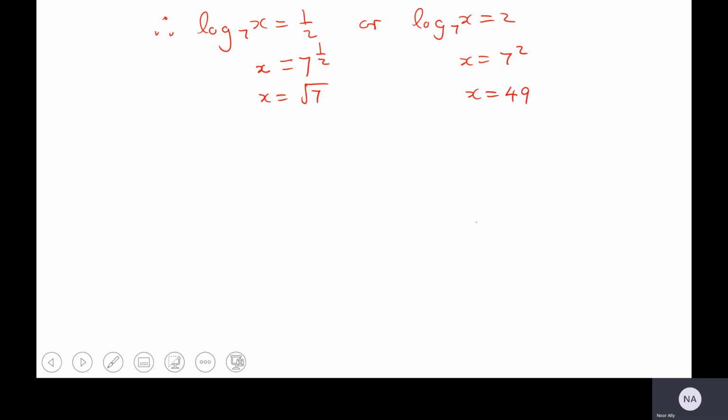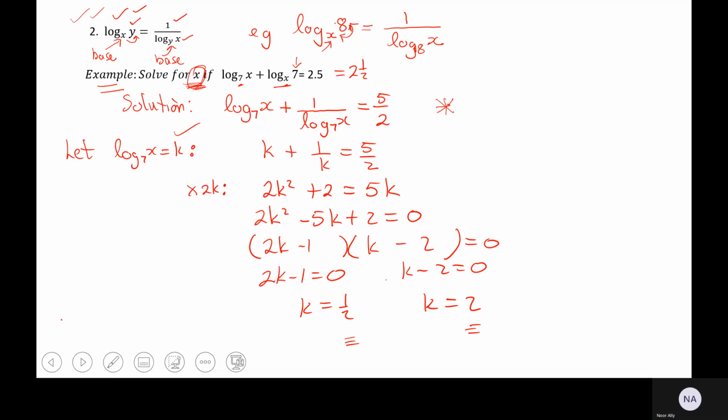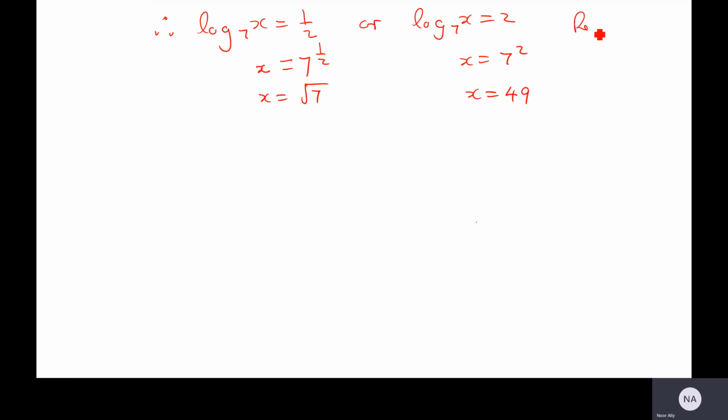Yes, that's complete, but maybe just one more thing. Let's double check that x must be greater than 0. So that's a restriction: that argument x must be greater than 0. Yes, it's greater. Yes, it's greater. Therefore, I accept both answers. And there you go, that is complete. There's my answer.